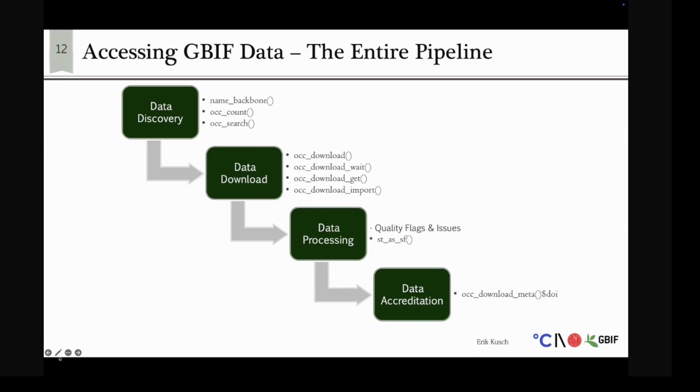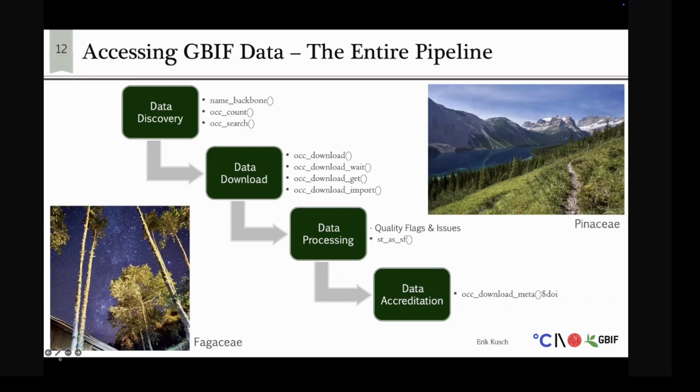This starts with first discovering the data we're interested in, then downloading that data, processing that data, and finally, when we're ready with our analysis, properly accrediting the data. So let's go through those step by step. With the example of pine trees and deciduous trees, Pinaceae and Fagaceae, I like both of those tree groups because I think they're really pretty whenever I go out in nature. However, I also didn't want to limit ourselves to a single species because then I would have to have some good justification for that. So we're just running with trees today.